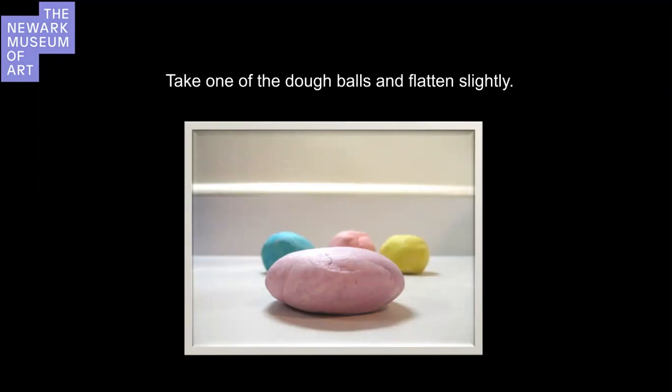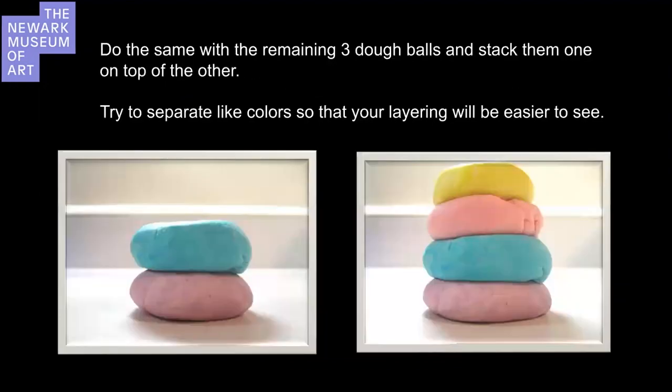Take one of the dough balls and flatten it slightly, as shown in the picture. Do the same with the remaining 3 dough balls and stack them one on top of the other. Try to separate light colors so that your layering will be easier to see. So in this example, notice that we've separated the lavender and the pink by the blue so that we can see the lavender and pink a little bit easier.